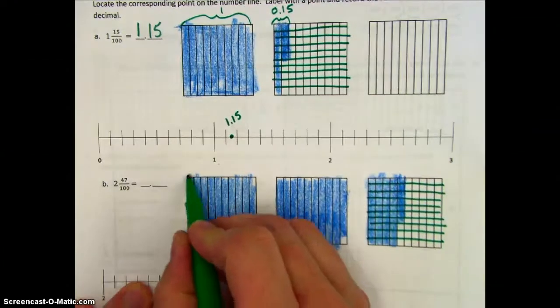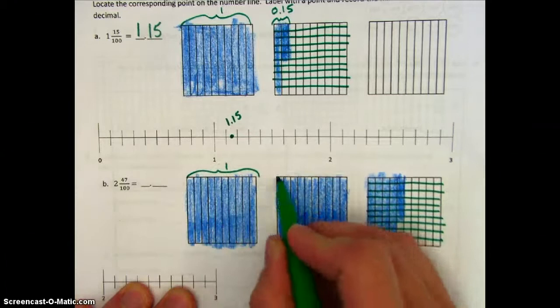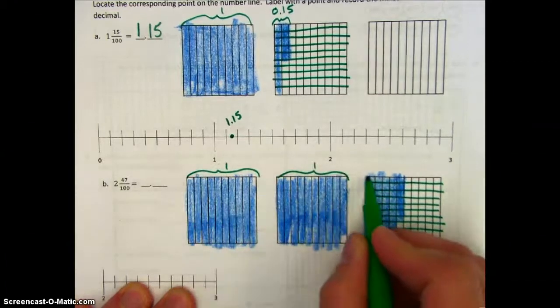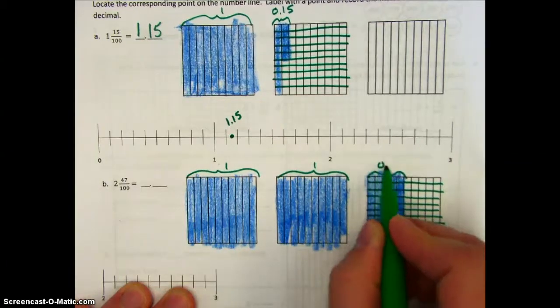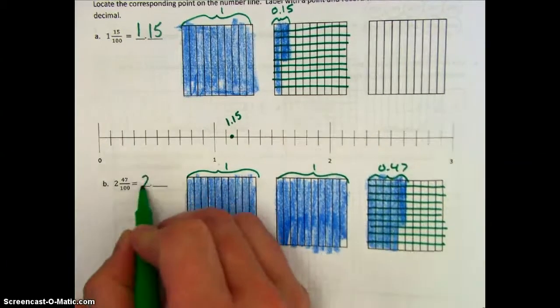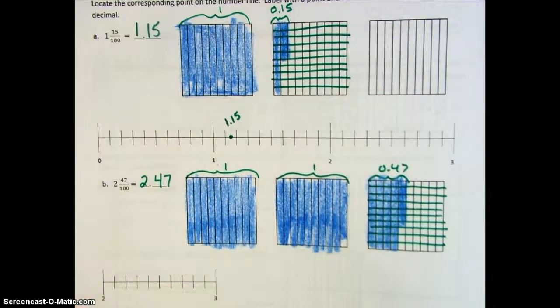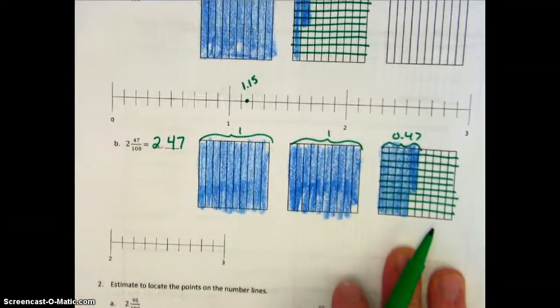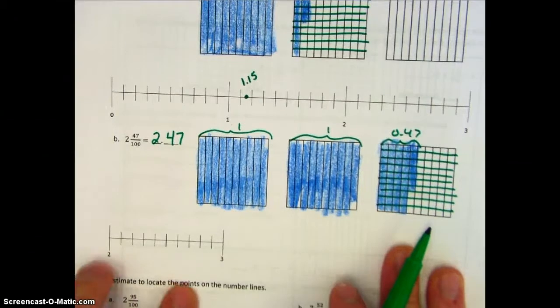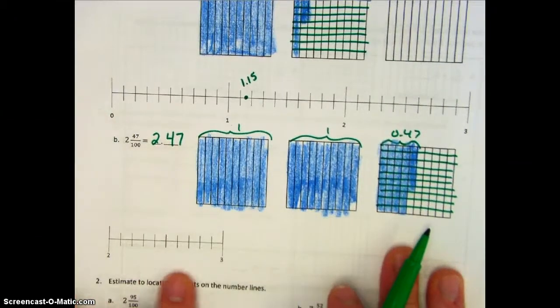So now again you can see that we have 1 here, we have 1 here, and then we have our 47 hundredths. So we get 2 and 47 hundredths. Now again, looking at our number line, notice we're only looking at between 2 and 3 this time. We don't need to go all the way out to 0. So we know that we're more than 2, but less than 3.